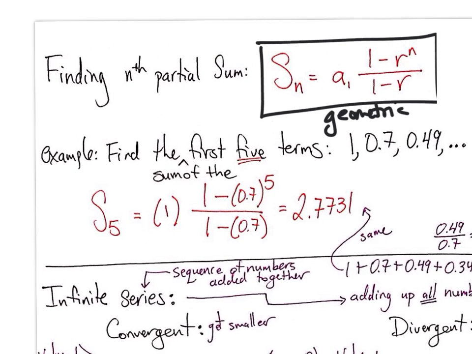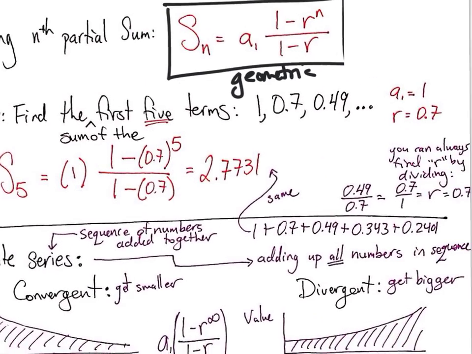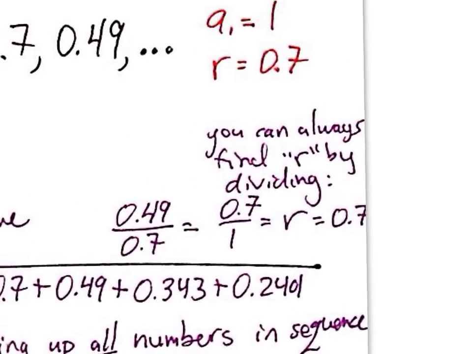So, example, find the sum of the first 5 terms. So we see we got 1, and then 0.7, and 0.49. So we have to figure out the common ratio first, all right? Well, even before that, we figure out, is it geometric or arithmetic? So it looks like I'm recognizing 49 is 7 times 7, so it looks like we're multiplying by 0.7 every time.